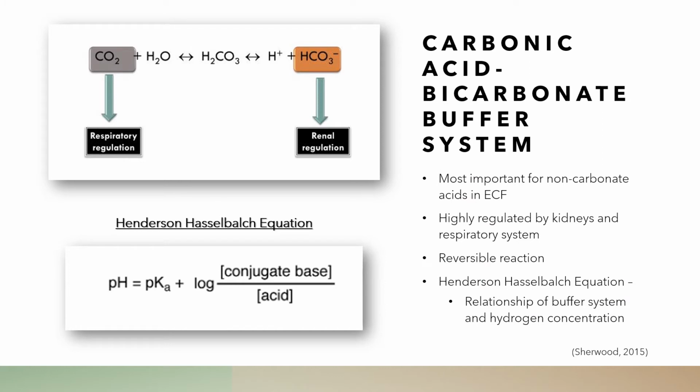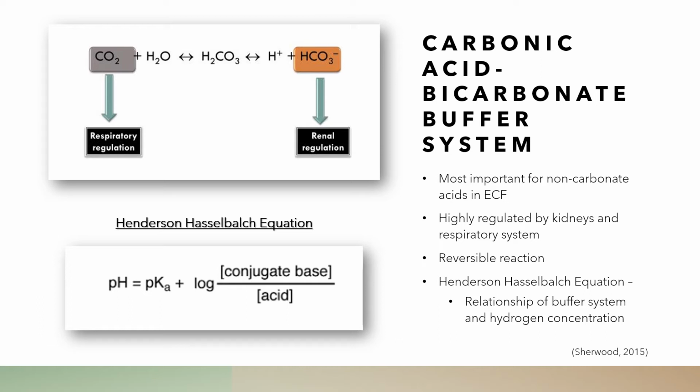The carbonic acid bicarbonate buffer system is the most important buffer system for non-carbonic acids in the extracellular fluid. This system is readily available for maintaining normal pH values in the body due to an abundance of carbonic acid and bicarbonate. This system is also highly effective because it is highly regulated by the kidneys and the respiratory system.